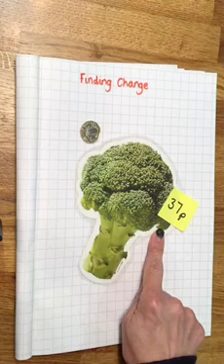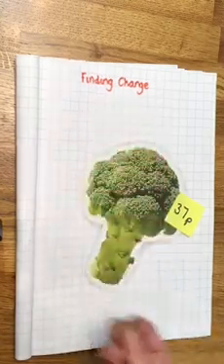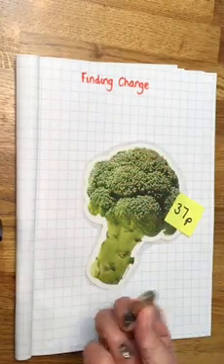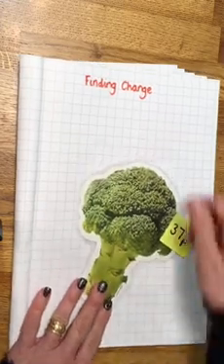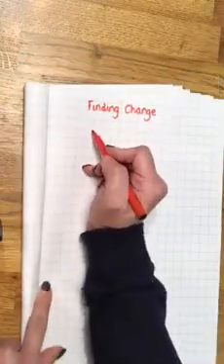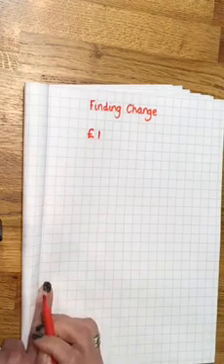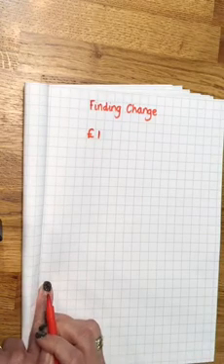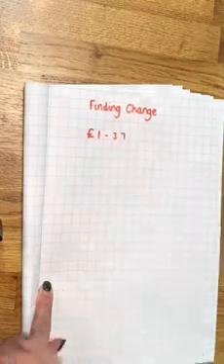So when I come to pay for this at the till, I'm going to give the broccoli to the shopkeeper and I'm also going to give the shopkeeper the pound. And then I'm going to get some change back. So let's see how that change will be calculated. So I'm going to write this as a number sentence. So I have given the shopkeeper £1 and the shopkeeper is going to take away 37 pence out of that pound, so that's the cost of the broccoli.